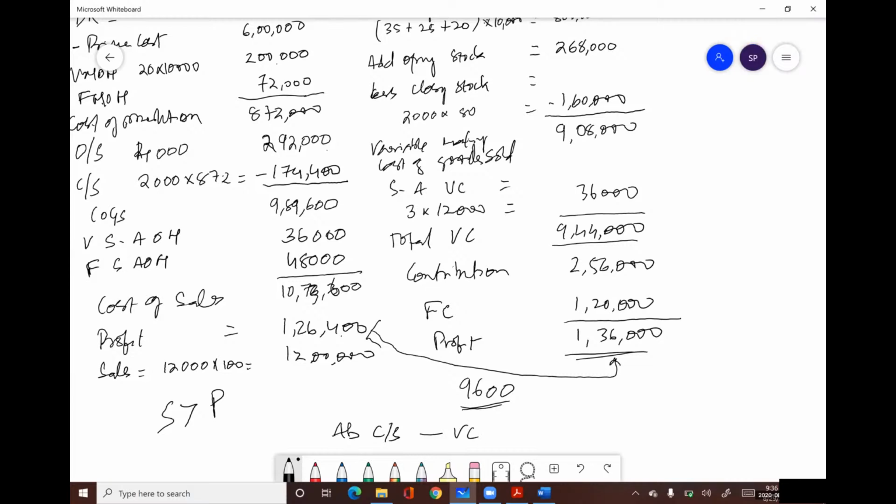So the difference in cost. Sorry, how much? The difference is 14,400, sir. Sir, you said closing stock difference will be equal to the profit difference. Yes, sir. But did it happen? No, sir. So what should you do?